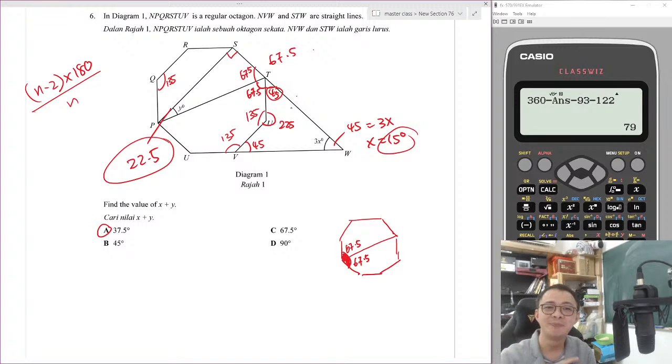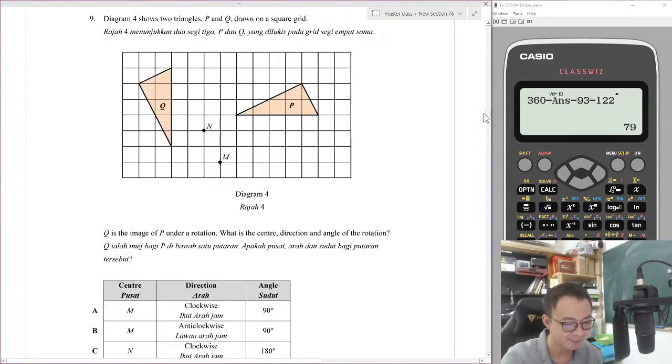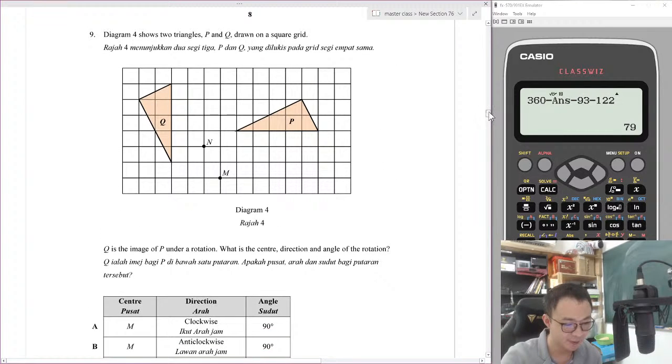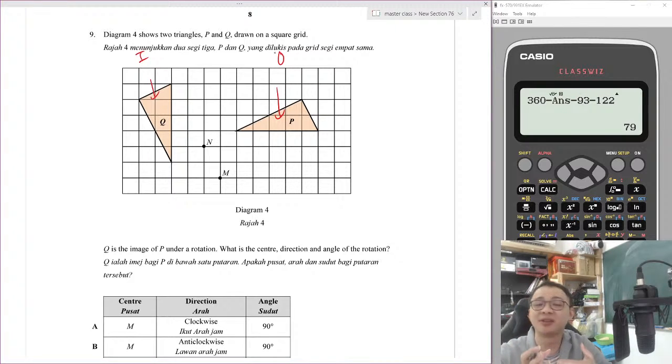Alright, so okay, let me move on to another question if you understand. Okay. Rotation. So for rotation questions, the first thing I want to make sure of is which one is the object and which one is the image. So the question says Q is the image of P. That means this is the image, this is the object. Because if I swap it and P is the image, then I will get a totally different answer.